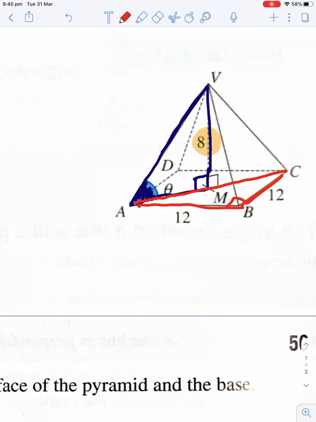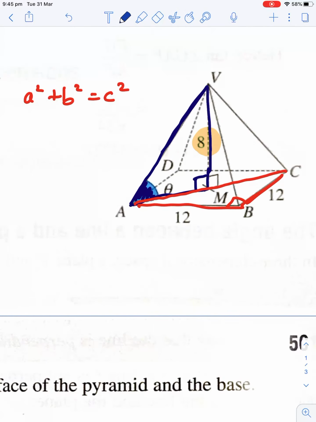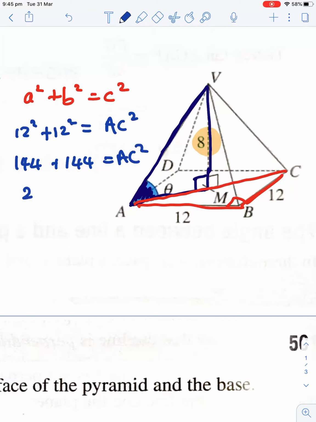So let's do that. We've got A squared plus B squared equals C squared for Pythagoras. Let's say that AC is our hypotenuse. So AC squared is going to be equal to 12 squared plus 12 squared. So 144 plus 144 equals AC squared. That's 288 equals AC squared. And then AC equals the square root of 288. So that's our value for AC.